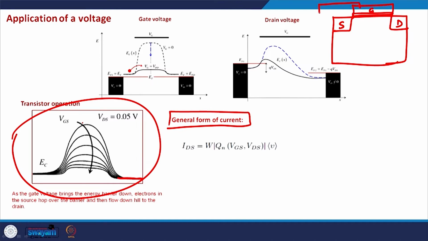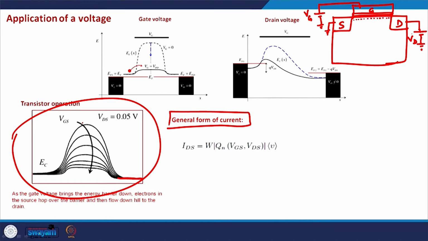So in an NMOS, there is a positive voltage applied on the gate terminal, the source is grounded, and there is a positive voltage applied on the drain terminal as well. VD and VG are positive. Now the threshold voltage is the voltage applied on the gate terminal so that this inversion layer can be formed inside the channel.